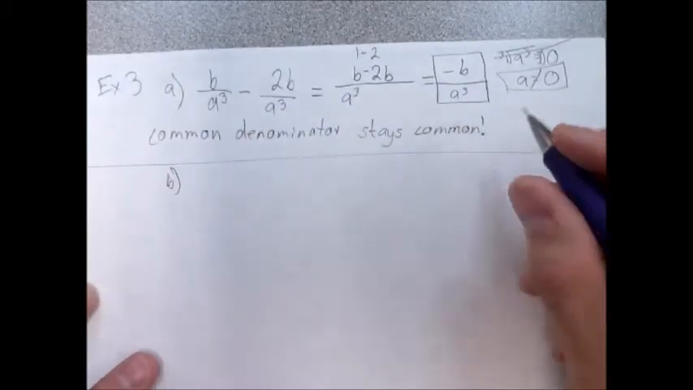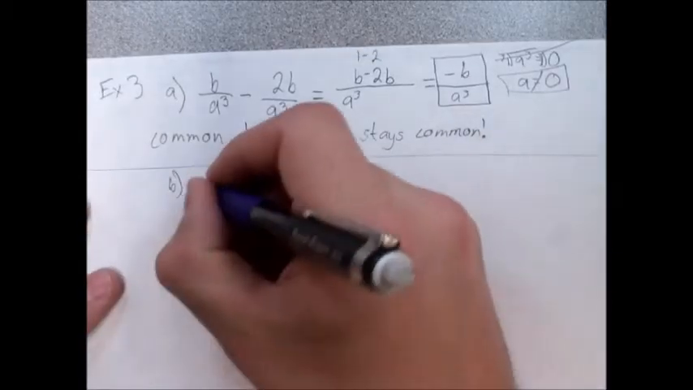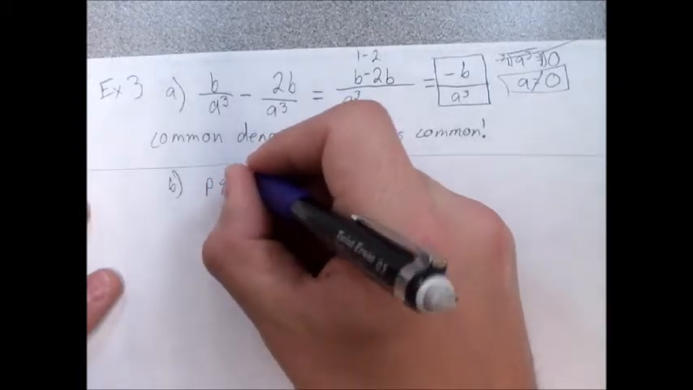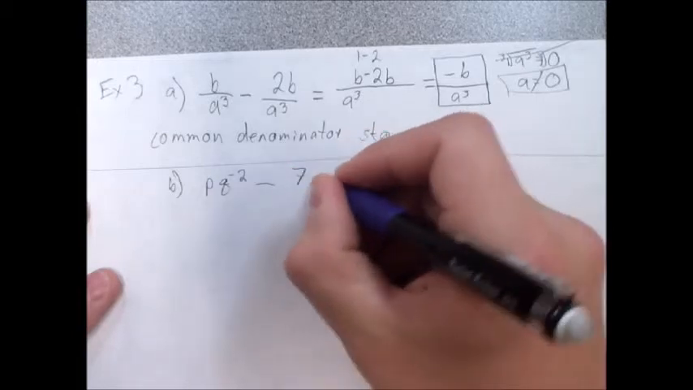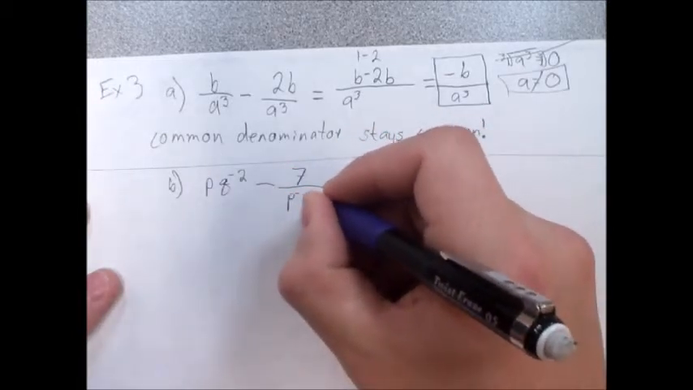Part B. This one is not so nice. So here we go. p q to the negative 2 minus 7 over p to the negative 1 q squared.